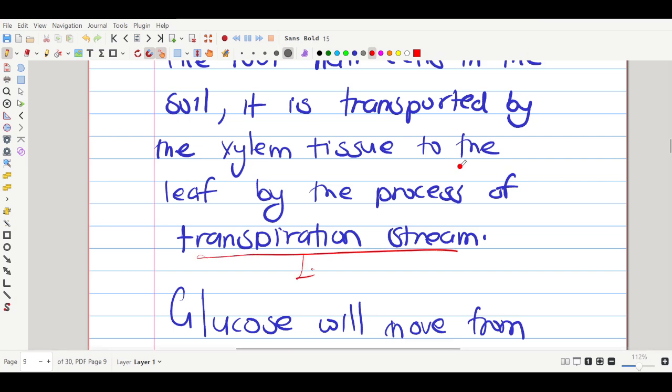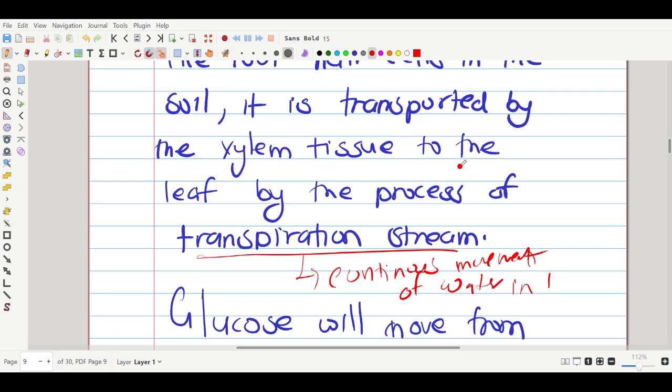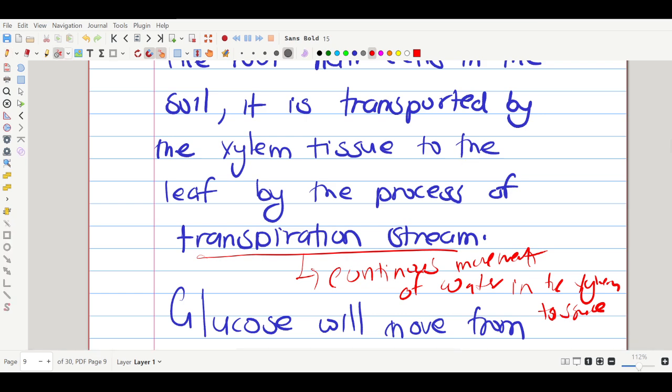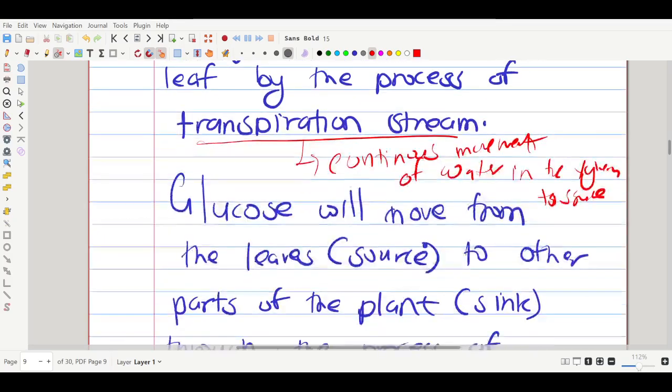Transpiration stream is therefore the continuous flow, the continuous movement of water in the xylem tissue in the plant. The word stream here implies continuous movement, flowing. So this is the continuous movement of water in the xylem tissue, transpiration stream.